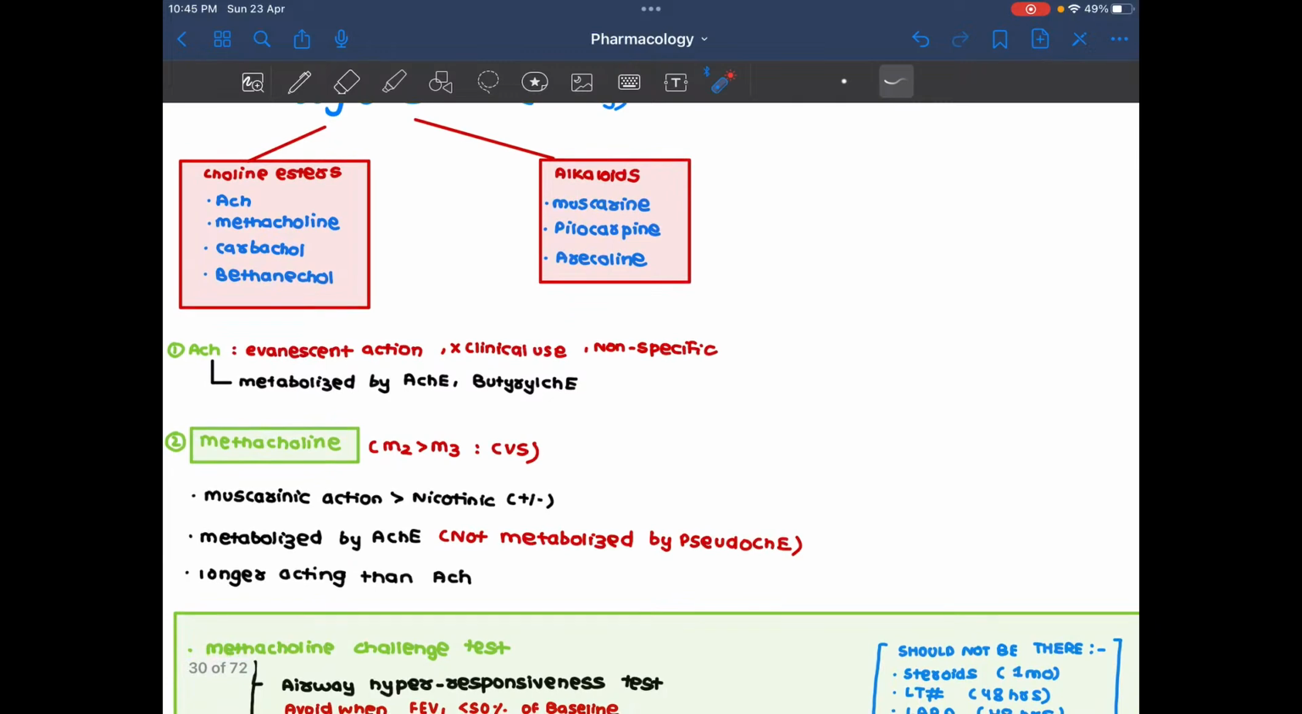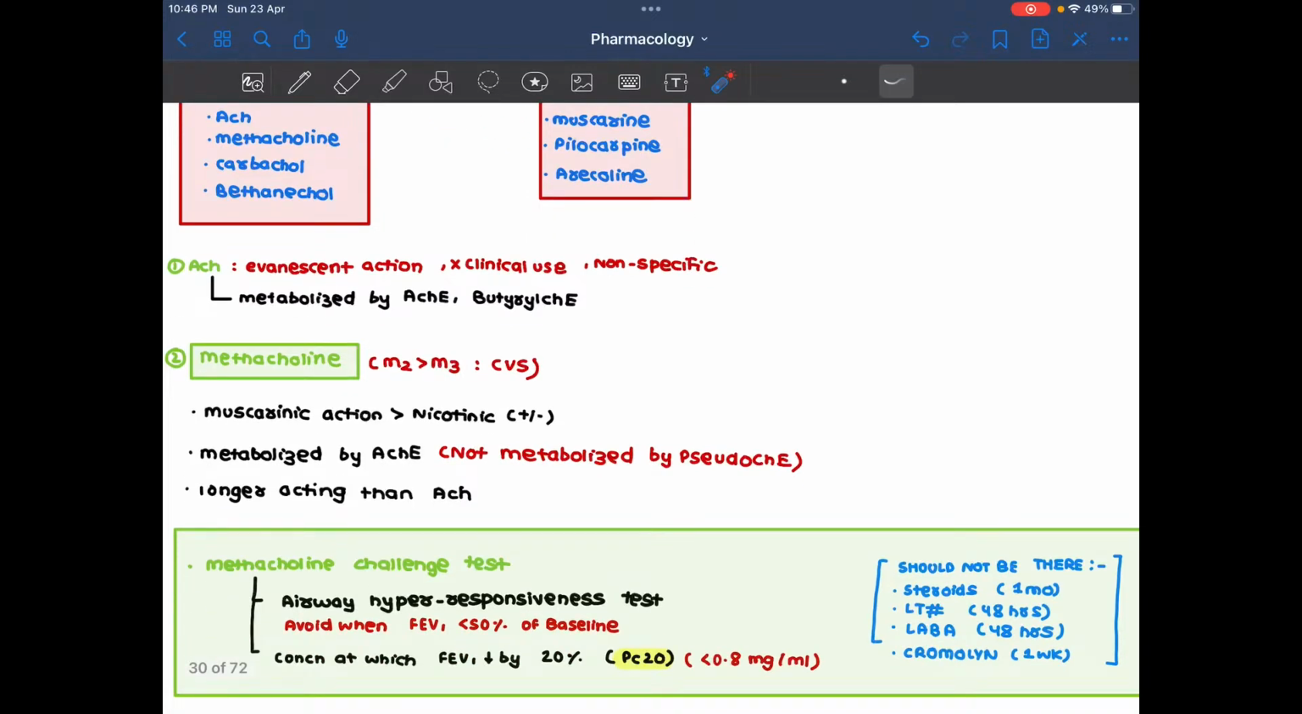Just remember guys, acetylcholine has no action pharmacologically speaking. Why? It's not important. And why do we study it only as a prototype drug? We study it because we don't prescribe it. Why don't we prescribe it? It has an evanescent action, meaning it's going to be very short acting. It has no clinical use. It is a non-specific drug. And it's going to be rapidly metabolized by your acetylcholine esterase and your butyrylcholine esterase. So it's useless to give it.